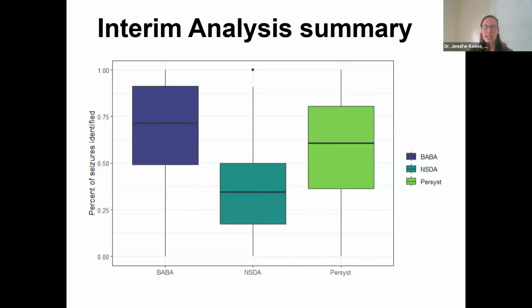When we look at that percent of seizures that are identified, keep in mind that when we look at humans compared to each other, generously, they would agree something like 75% of the time. We're starting to get there. BABA is identifying up in that range, NSDA quite a bit lower, and Persyst reasonably good, a little lower than probably human-to-human agreement in our cohort.